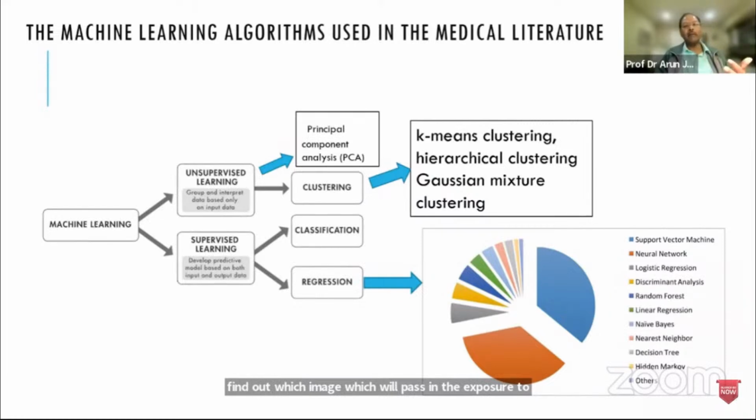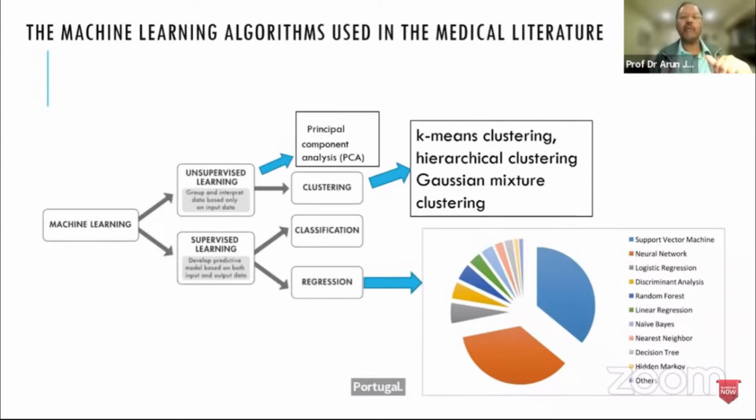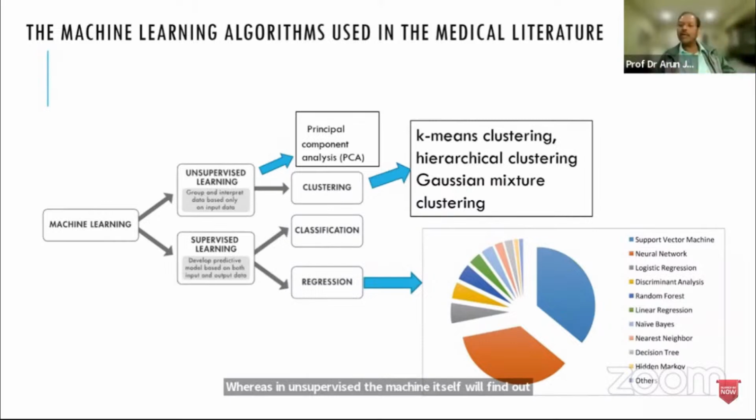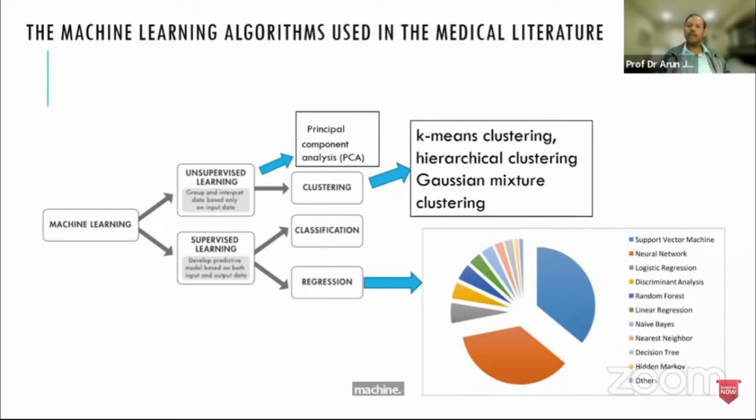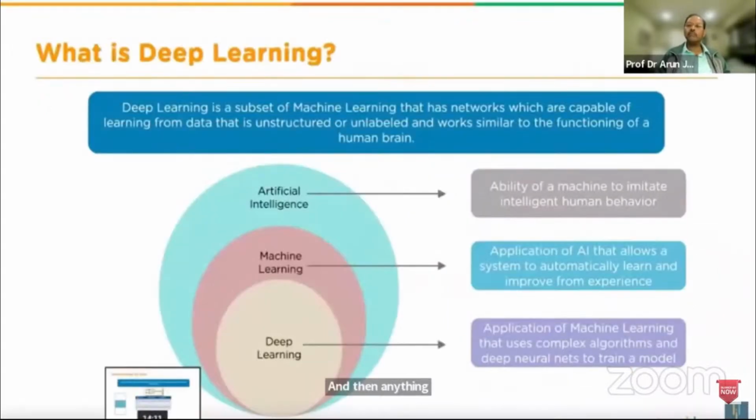As a net result, in supervised learning we know which shadows are positive for COVID, whereas in unsupervised learning the machine itself will find out which shadows are positive. There are various types of supervised learning. The commonest are neural network, support vector machine, and random forest. Whereas in unsupervised learning, you have k-means clustering and hierarchical clustering.